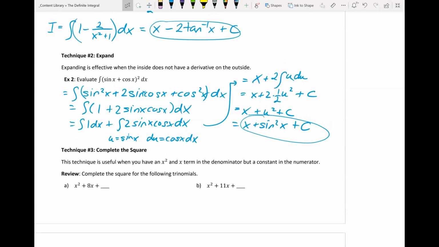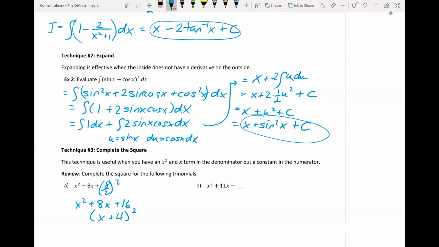Technique number 3 is to complete the square, but we're going to review how to do that first. So to complete the square, your next term here is going to be the b value divided by 2 and then squared. In other words, it's 8 over 2 squared, which is 16. And this would be x plus 4 all squared if we wanted to factor that and complete the square.